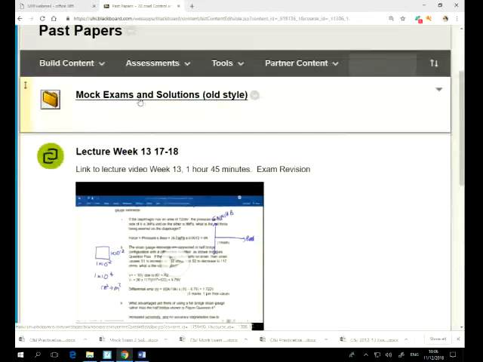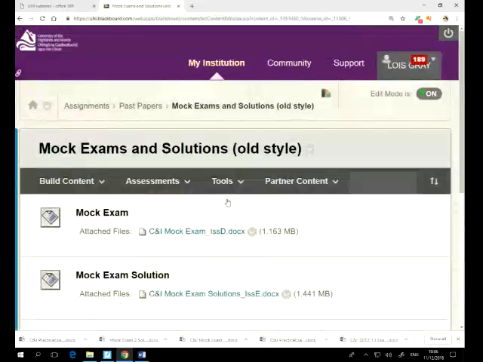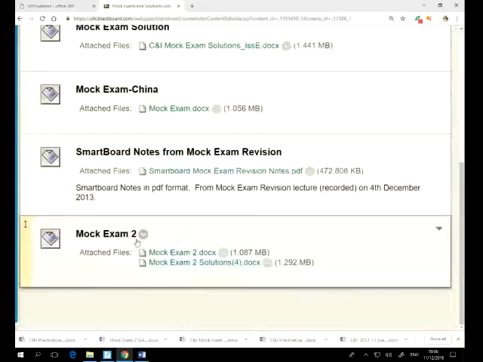Old style? I think there's two in there. Is this mock exam one? Oh, yeah. And then down at the bottom here, there's mock exam two. Okay, so there's two sets of mock exams. They're probably not in the right format. As in, they probably don't have multiple choice, calculation, explanation questions. But they'll give you an example of the sort of things you can get asked in any section, yeah?